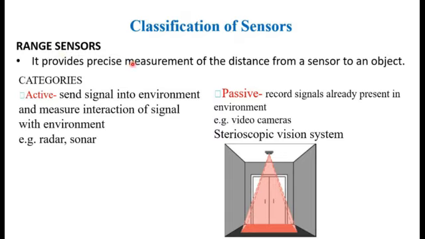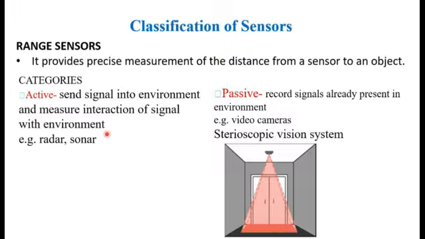The next type of sensor is the range sensor. A range sensor provides a precise measurement of the distance from the sensor to an object, so it gives a correct measurement of the distance between the sensor and the object. There are two types of range sensors, active and passive.